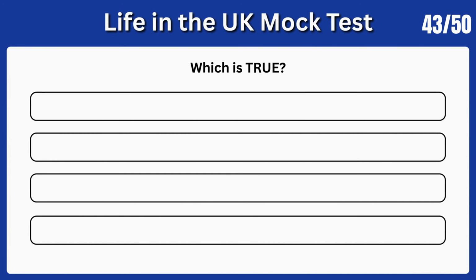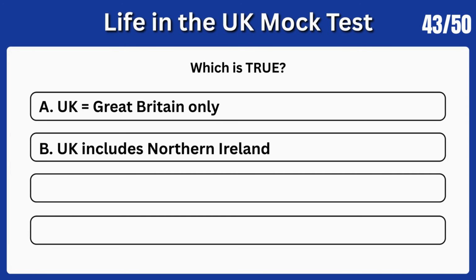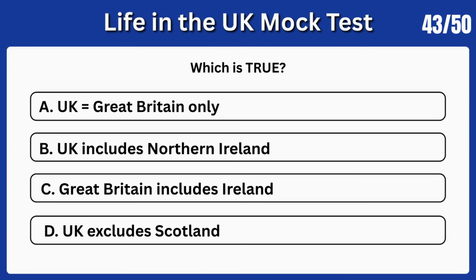Question 40. Which is true? A. UK equals Great Britain only. B. UK includes Northern Ireland. C. Great Britain includes Ireland. D. UK excludes Scotland.